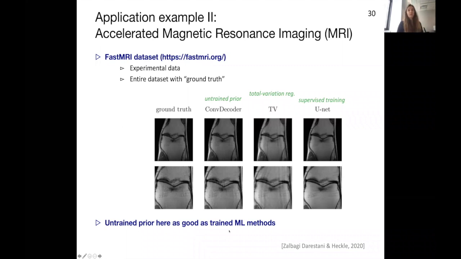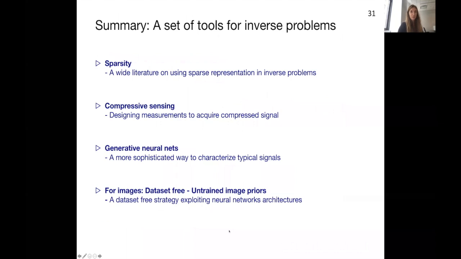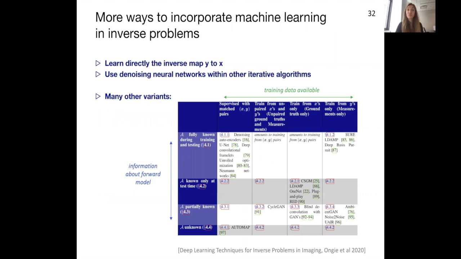So that was all that I wanted to mention today. And if I just summarize it in a few words, we've talked about classical methods that rely on sparsity, up to an application that goes to the acquisition itself of the signal in a compressed fashion. And then we discussed generative models and how we can even use them if we don't have access to a data set. And there are more ways to incorporate machine learning in inverse problems.